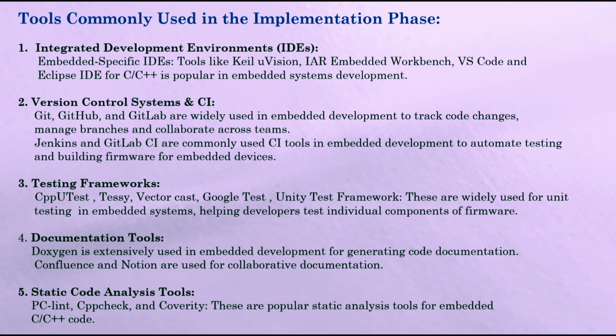Continuous integration, CI, tools. Jenkins and GitLab CI are commonly used CI tools in embedded development to automate testing and building firmware for embedded devices. They can trigger builds when code changes are pushed and run automated tests on emulators or real hardware using hardware-in-the-loop, HIL, testing setups.